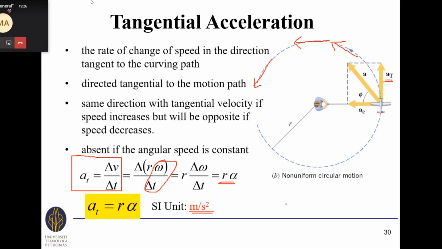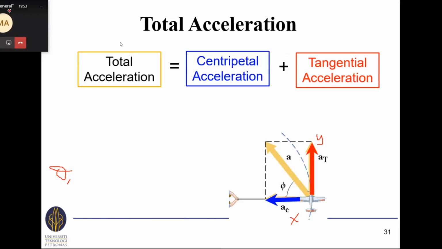So for non-uniform circular motion, when the motion has changes in speed and changes in direction, you will have two types of acceleration: tangential acceleration and centripetal acceleration. Both will occupy different dimensions. One will occupy the x-axis, the other will occupy the y-axis. Then together they give the total acceleration, which is right in the middle here. The direction is not perfect.